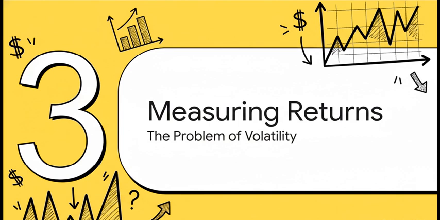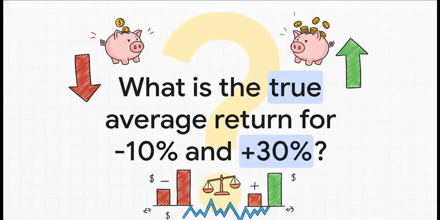This gets really tricky when returns are bouncing all over the place, which, let's be honest, they almost always are in the real world. So let's try another question. Say your investment loses 10% in year 1, but then it rockets up by 30% in year 2. Now, if you do the simple average, you get 10%. But did your money actually grow by an average of 10% per year? The answer is a hard no. And that's the problem of volatility.